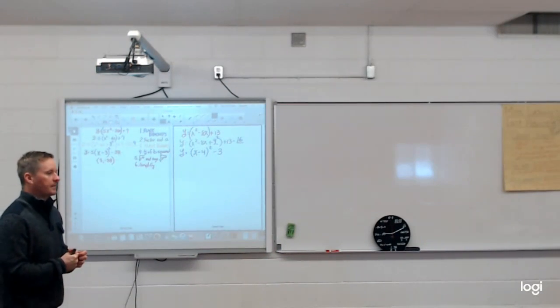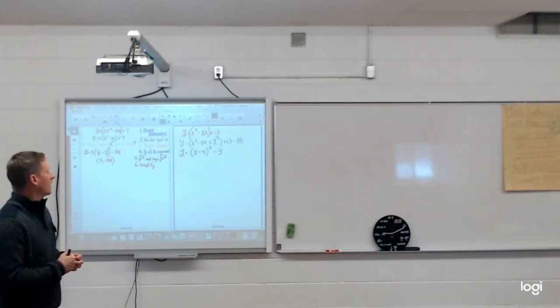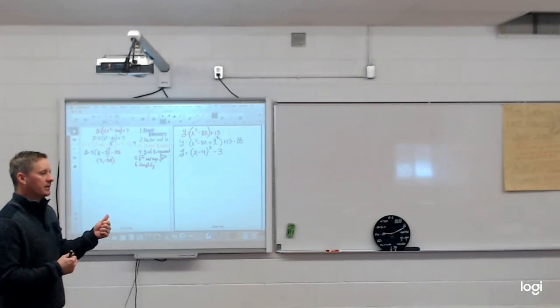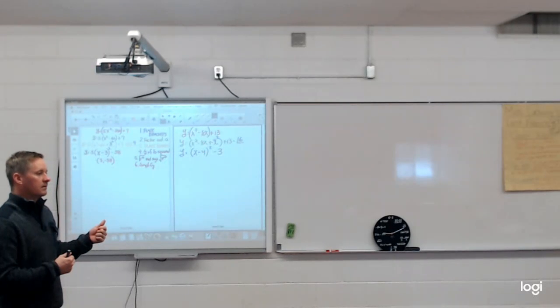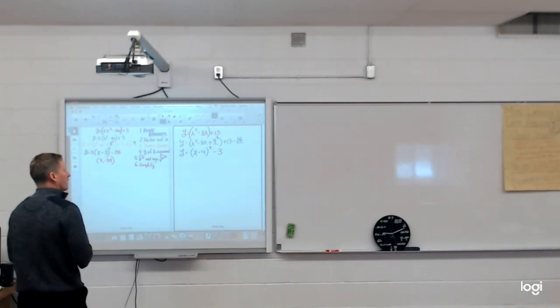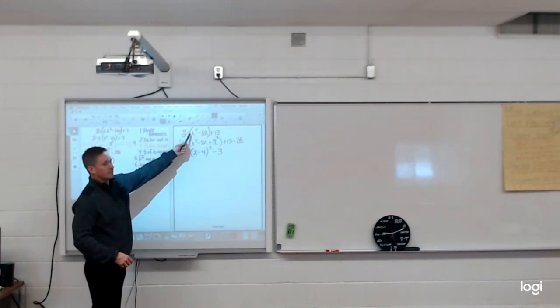How do you know if it's the maximum or minimum? What's the A value? 0. No. If it was 0, then you wouldn't have an x squared, right? Because 0 times x squared is 0. That was just 1. It's 1. So is it positive or negative? Positive. Therefore, it opens up. Therefore, its vertex is a minimum. Right. So that's all A.